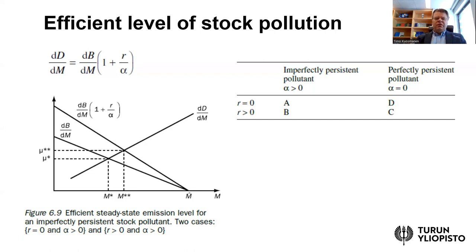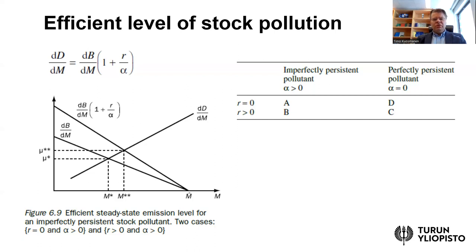In that sense, this figure 6.9 illustrates that it can make a difference if the benefit curve and marginal benefit curve are shifting to the left and rotating. It's not an equal proportional shift, but it's rotating when we take the discount rate R and this decay rate alpha into account, and that can influence the optimal or efficient level of pollutant. Interestingly, because both R and alpha cannot be negative, the efficient level of pollutant is somewhat higher than in the case of the flow pollutant.